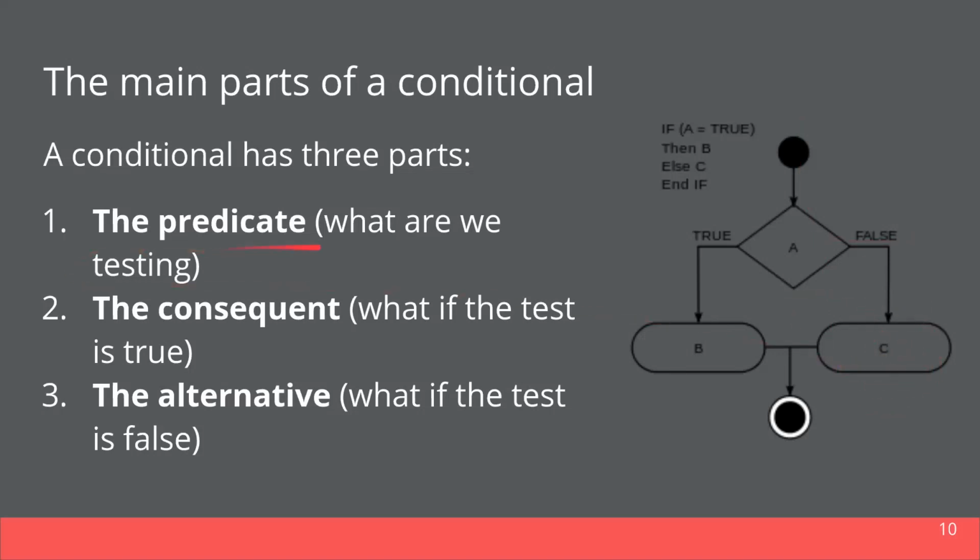So we have the predicate, which is up here, true or false, it's A. Then we have the consequent. What if the test is true? What's the consequence of that predicate? And finally, we have the alternative over here. What's the alternative if the predicate turns out to be false? So those are the three main parts in the body of this operation.